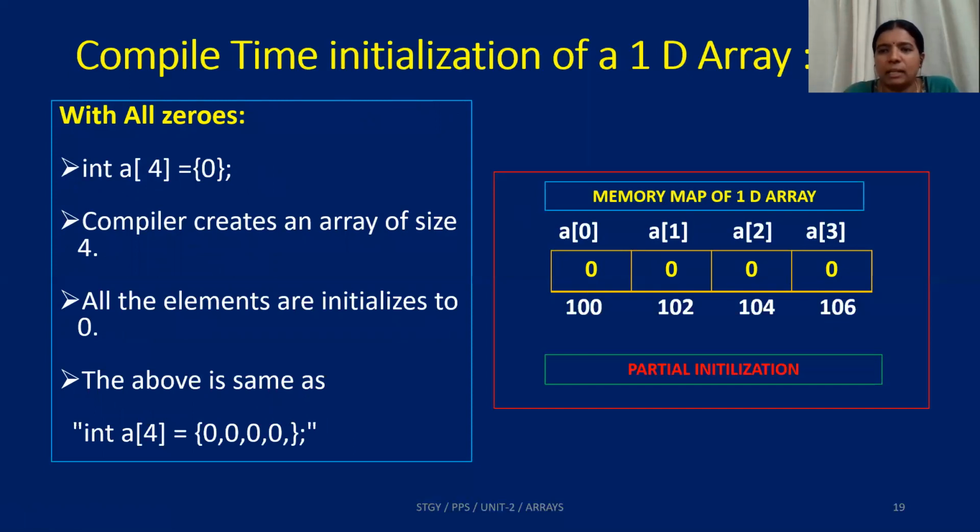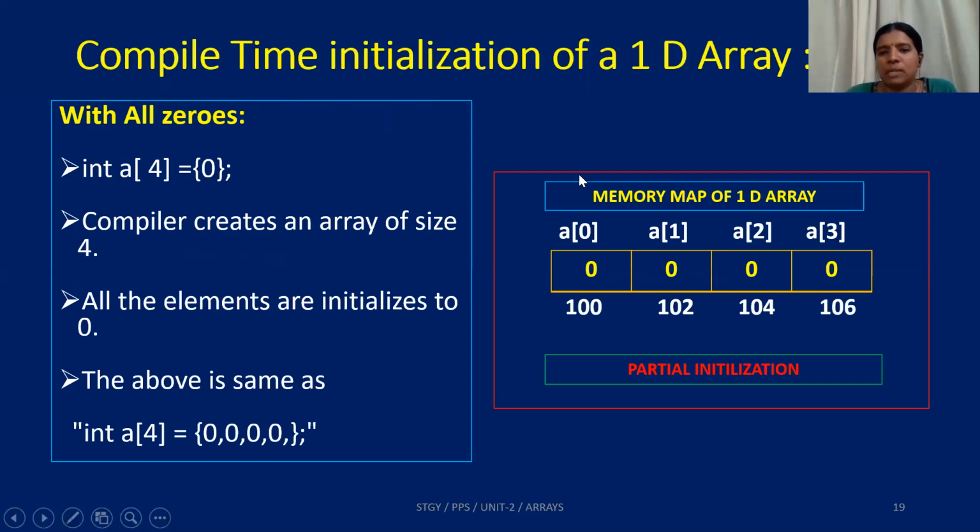Next, another type of compile time initialization. If I want to initialize a set of values to 0. Yes, if there is an array A of 100 that needs to be initialized to 0, the simplest and easiest way of doing it is to write int A of 100 is equal to, in curly brackets, 0, close, semicolon. So what does it do? When I write 0, the first element is initialized to 0, but because the remaining elements are uninitialized, partial initialization comes into picture and initializes all the other values to 0.